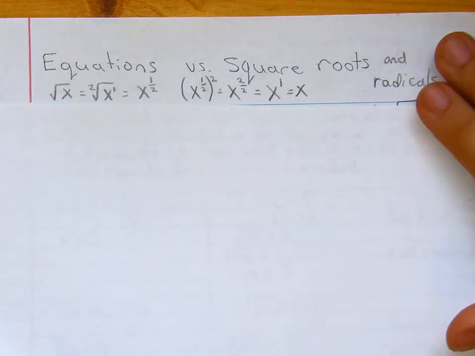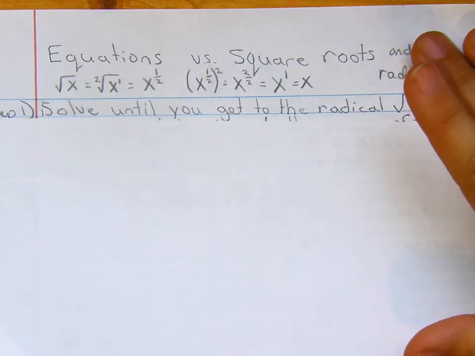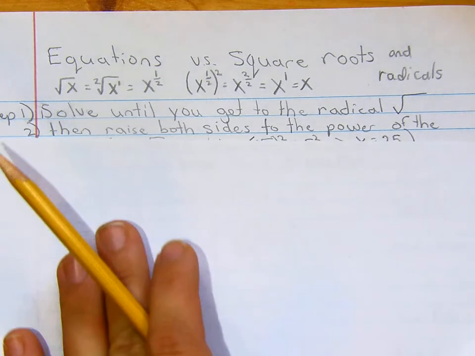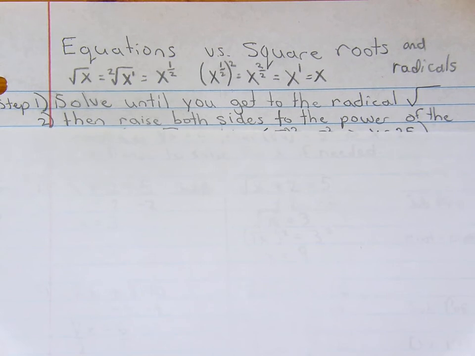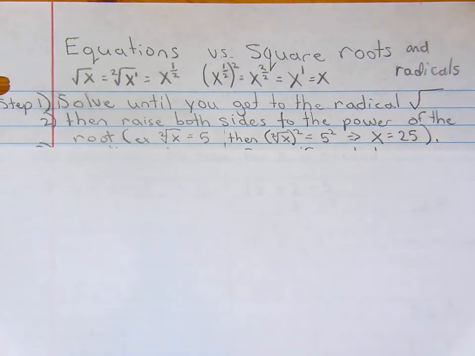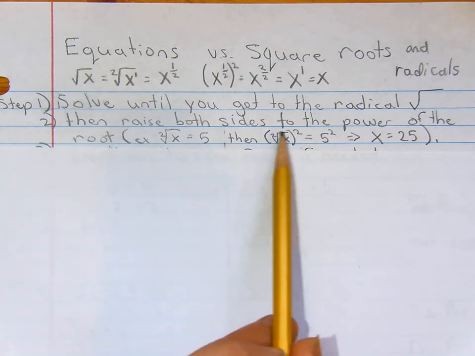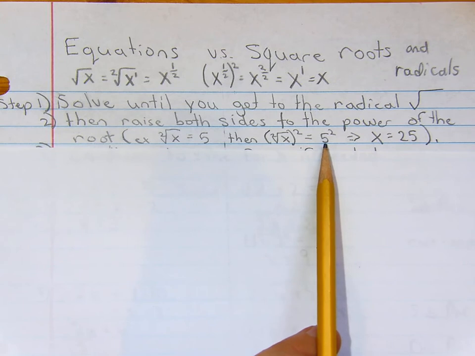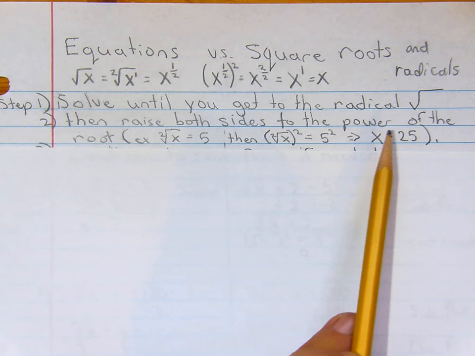So keep that in mind, because that's going to be an essential component to each one of these equations. With step 1, when it comes to solving equations that have square roots in them, solve until you get the actual radical sign by itself. Step 2, raise both sides of the equation to the power of that root. So if you're dealing with an actual square root, you're going to raise that entire square root and whatever's on the other side to the power 2, and thus breaking it out.